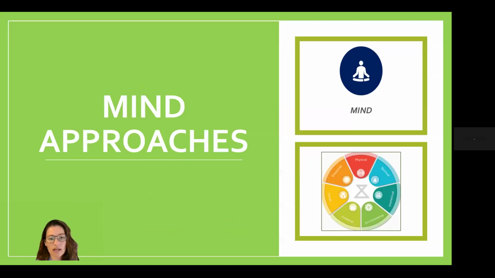All right, and now I want to talk to you guys about some mind approaches. We've gone through the physical approaches. Now let's go on to the mental aspect of it. This focuses on your thoughts, your emotions, your mental well-being, your awareness of your environment, and just the overall connection between your mind and body. We're going to go through some mind approaches, and to help facilitate this, I'm also going to introduce the wellness wheel.